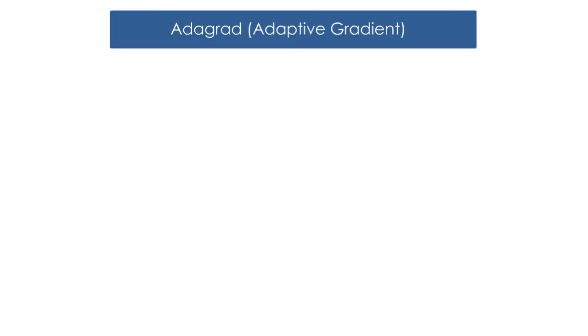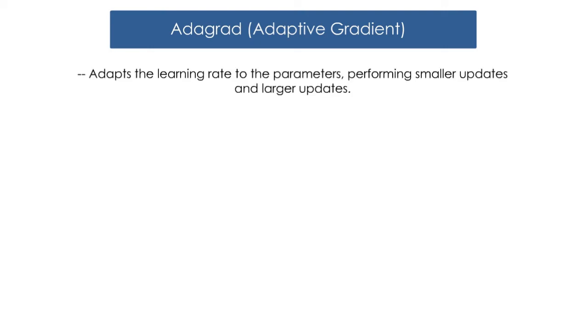Finally, let us see on adaptive gradient, which adapts the learning rate to the parameters, performing smaller updates, that is, low learning rates for parameters associated with frequently occurring features, and larger updates, that is, high learning rates for parameters associated with infrequent features.